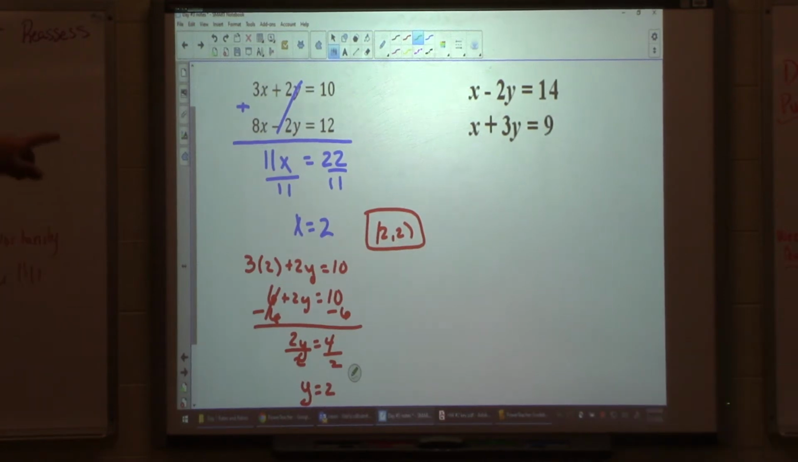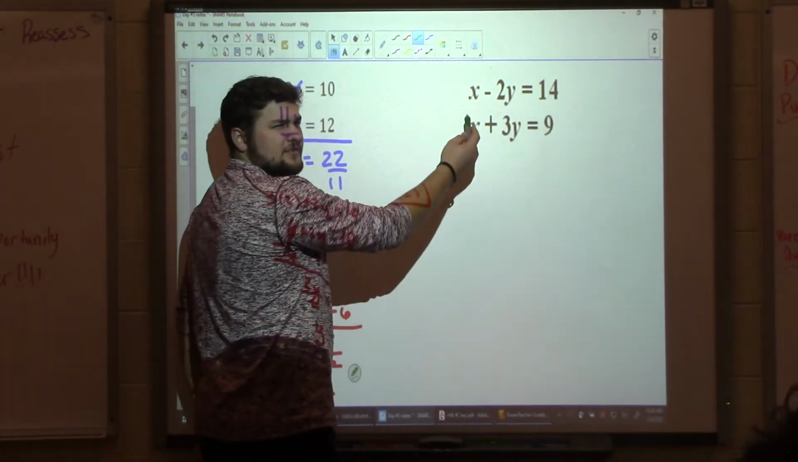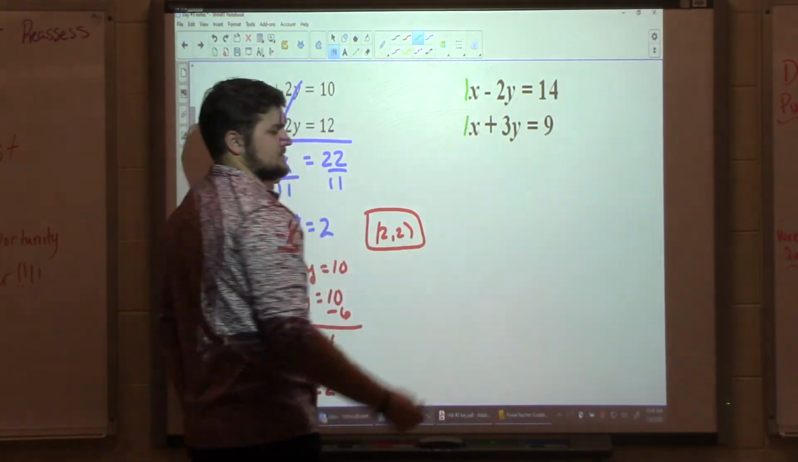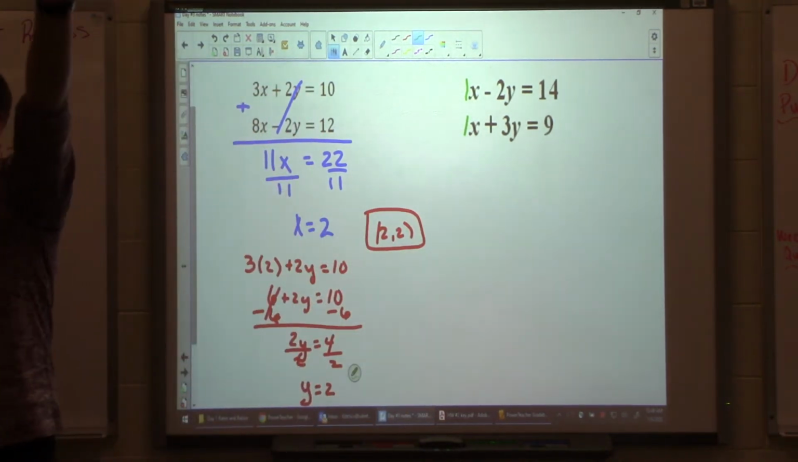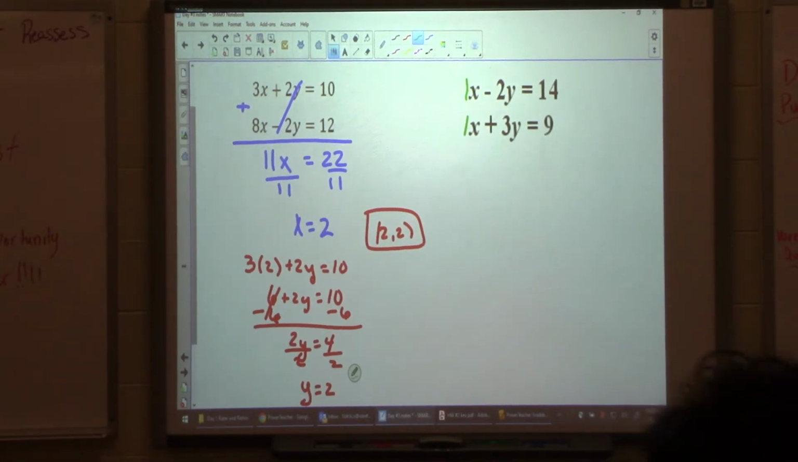Okay? Second problem. X minus 2y equals 14, x plus 3y equals 9. Hey, what coefficient is technically in front of that x? 1. So it's 1x and 1x. Okay. Step 1. Make sure they're both in standard form. Are x and y the same side of the equal sign? Yes. Step 2. Get opposite coefficients.